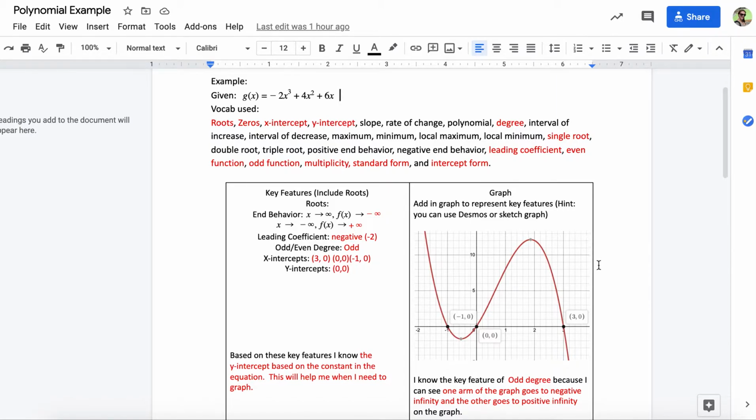So again, your video needs to be about 1 to 2 minutes, and you don't want to go less than 1 minute, and you don't want to go more than 2 minutes.